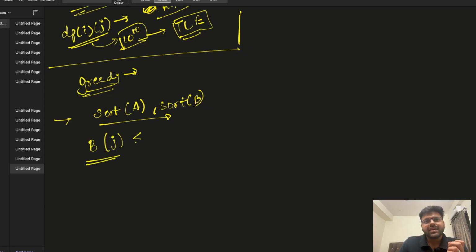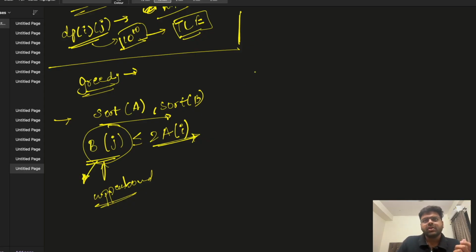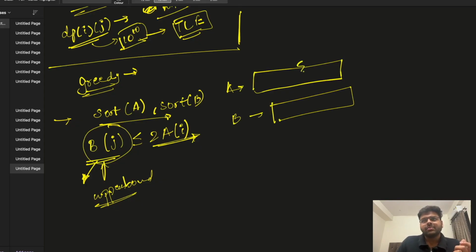So if you say that b[j] is less than twice of a[i], right? There is an upper bound on b, but there is no upper bound on a. a could be anything, but for a particular a, we have some kind of upper bound on b. So if this particular array is of a and this particular array is of b, and I'm talking about some i here, then the j which I am picking from the sorted array of b is one which is less than twice of a[i], right?